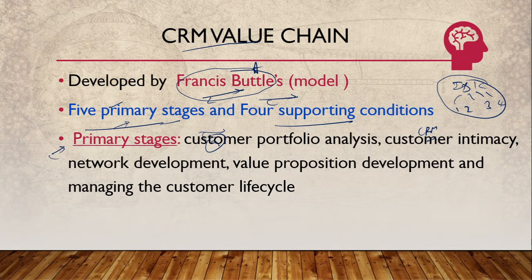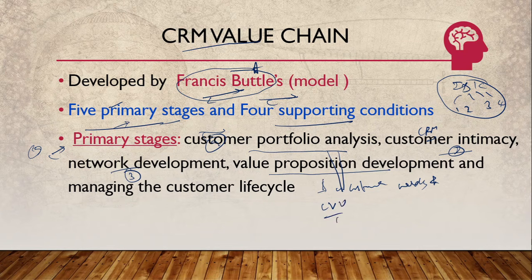The 5 primary stages begin with the customer portfolio analysis. Here you will be identifying your customers based on their needs and values, and also what products you are selling. Then the second is the customer intimacy. Third is how you will develop the network with the customers, and then the value proposition development, where the focus is on maximizing the CLV, which is the customer lifetime value.